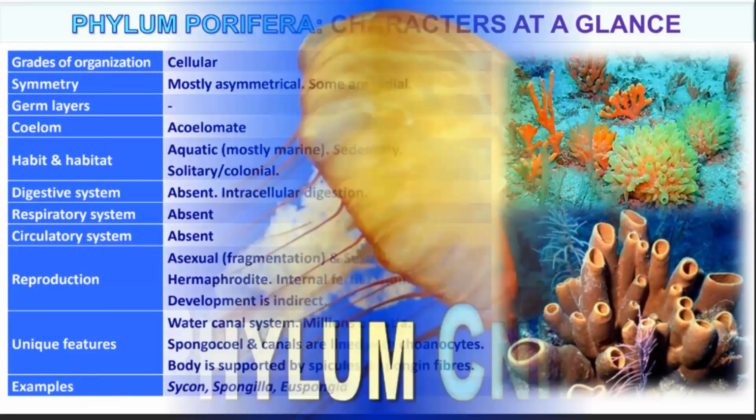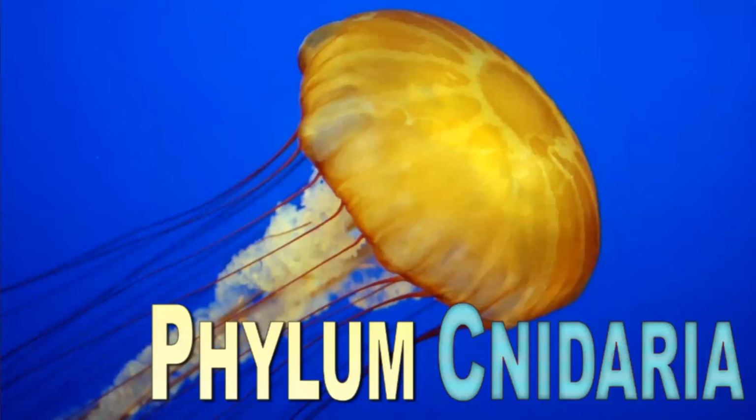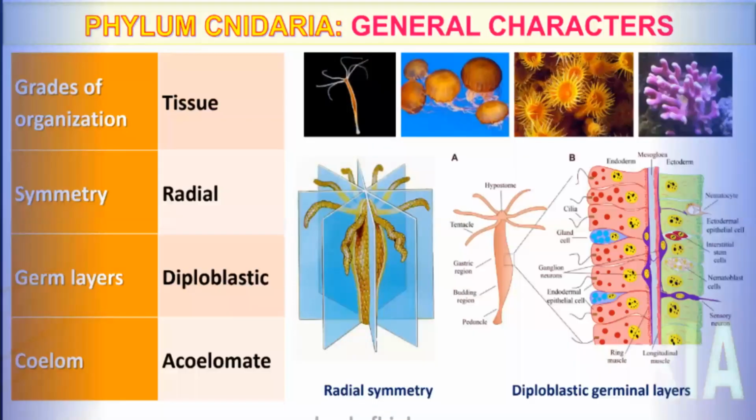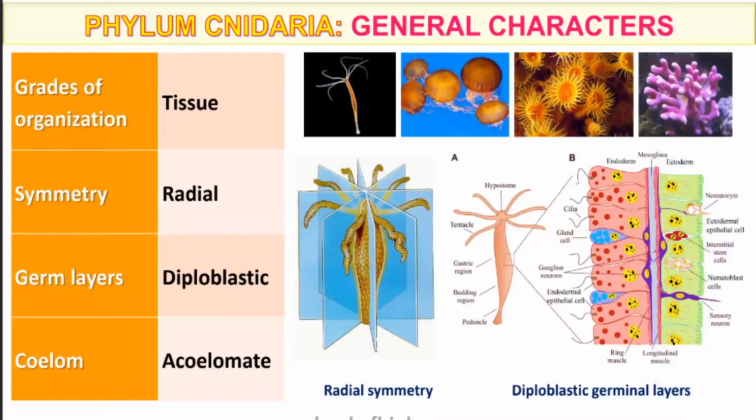I'll give you. Next is phylum Cnidaria. Grade of organization is tissue. So what is tissue? Here the organism is made up of cells as well as tissues. Previously Porifera was made up of just cells. Here it is cells and tissue, but there are no organs and organ system. Then symmetry is radial.